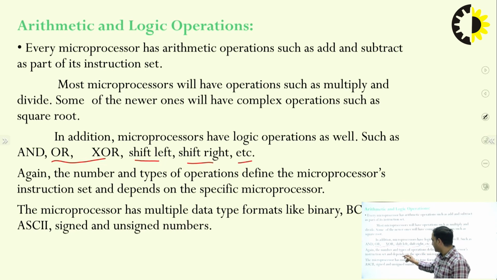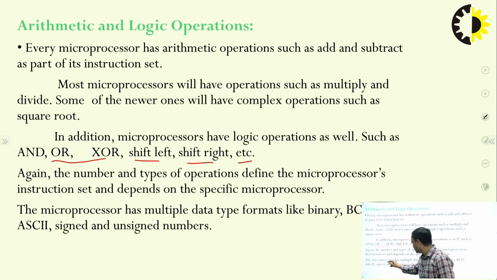The number and types of operations are defined by the microprocessor instructions and depend on the specific microprocessor. That is why we call it arithmetic operations, where addition and subtraction are there, and logical operations, where we require the AND operation, OR operation, and so on.